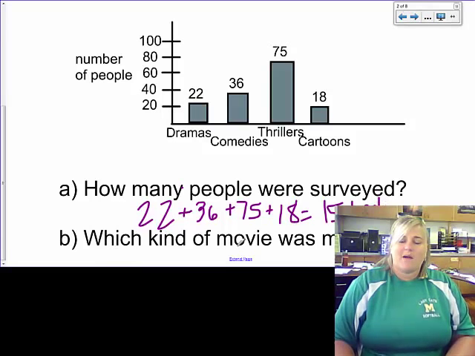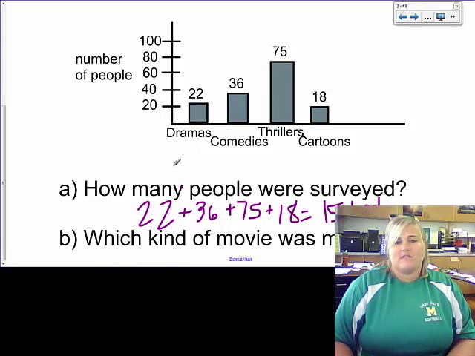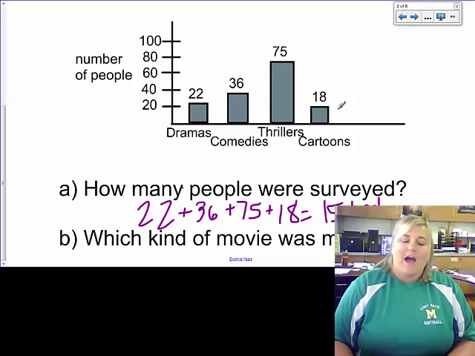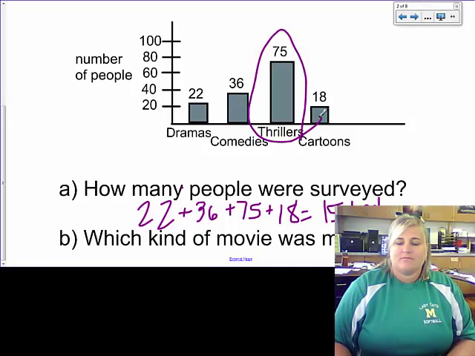And it says which kind of movie was most popular. We can look at our bar graph and see that very, very quickly. The most popular movie is going to be the movie that has the highest or the tallest bar, which is this movie right here. That is Thrillers.